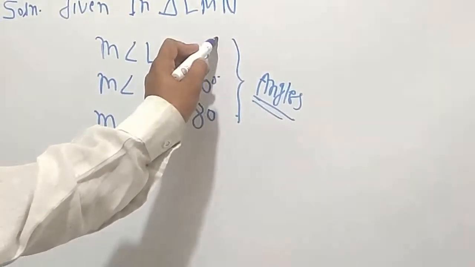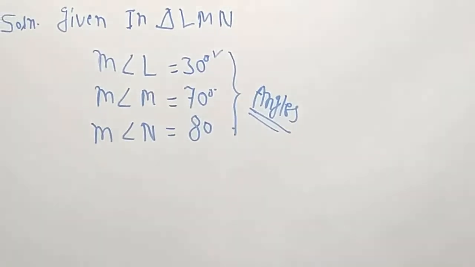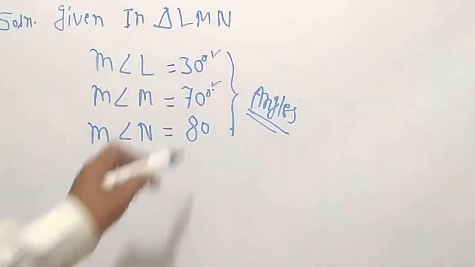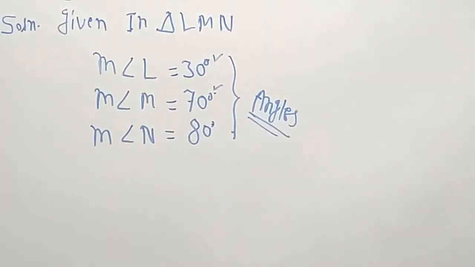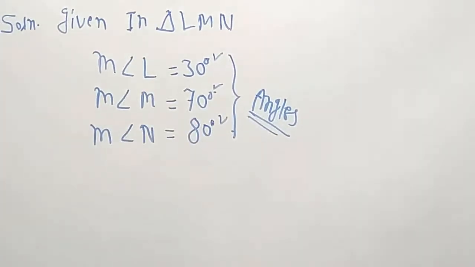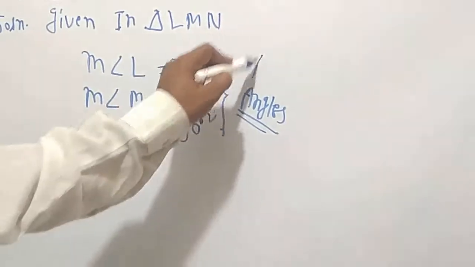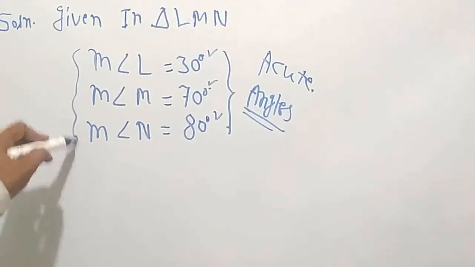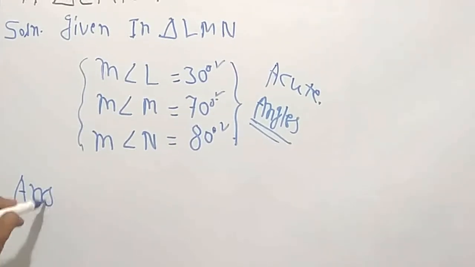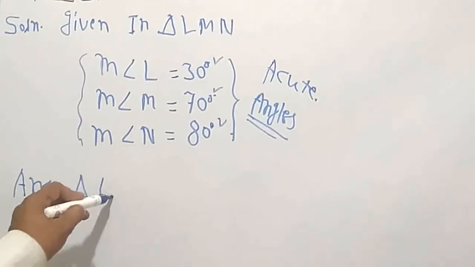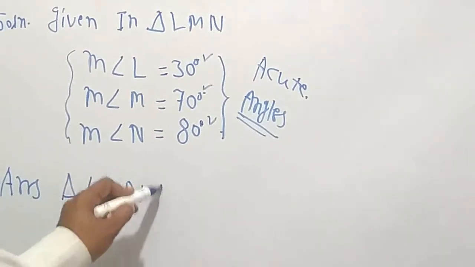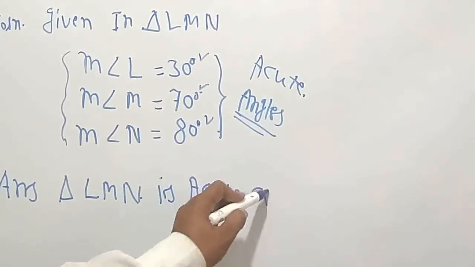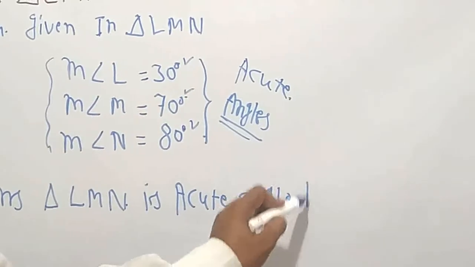On the basis of the measurement of angles, this is an acute angle because it is less than 90. It is also an acute angle because it is also less than 90 degrees. 80 degrees is also less than 90 degrees, so it is also an acute angle. So all the three angles are acute angles. It means the triangle LMN is an acute angle triangle.